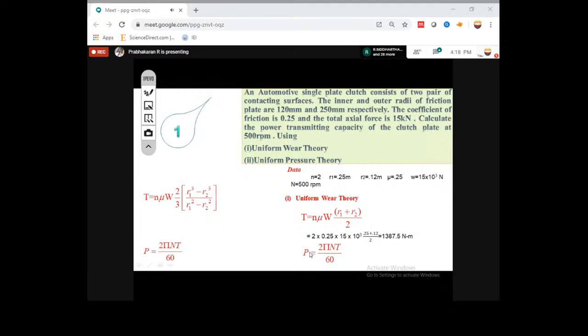There is no other technical aspect for this problem. Students, remember that n is not the number of plates. n is the number of pairs of contact surfaces in a single plate clutch. One plate has two surfaces, and the two surfaces will be in contact.